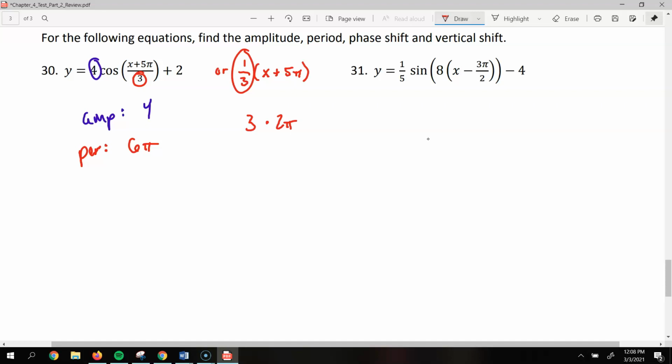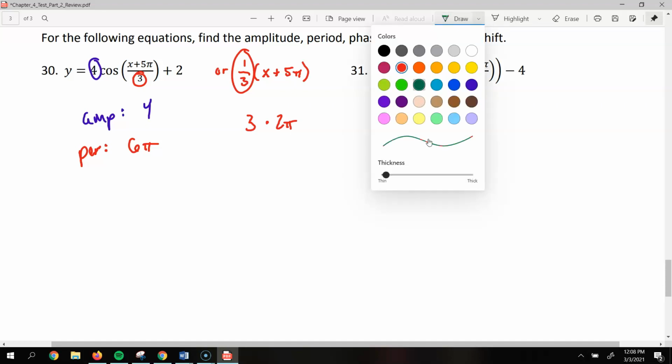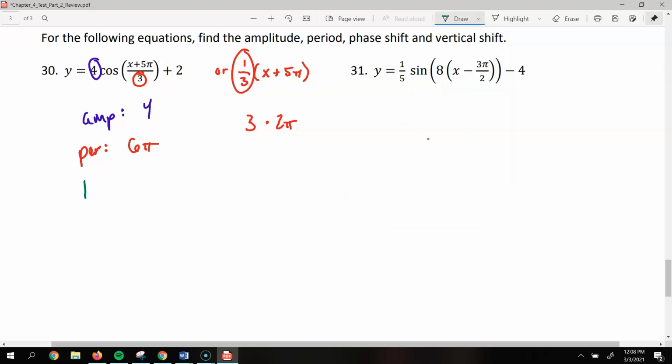All right, let's look at the translations here. The phase shift is going to be looking at the fact that we have x plus 5 pi. So do the opposite. It would be negative 5 pi, meaning it's moving to the left 5 pi units.